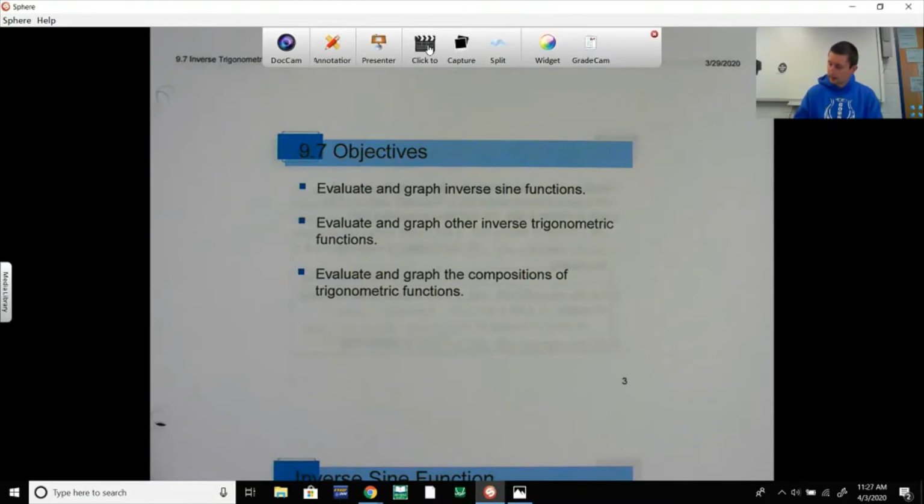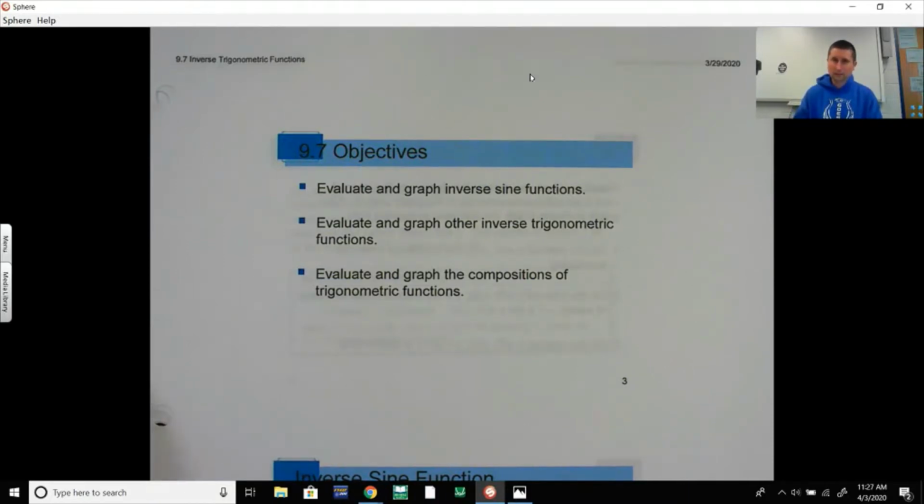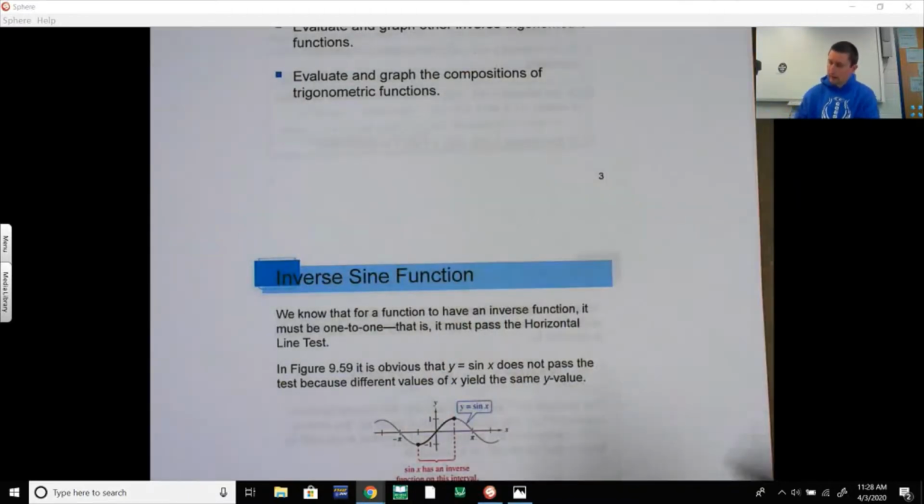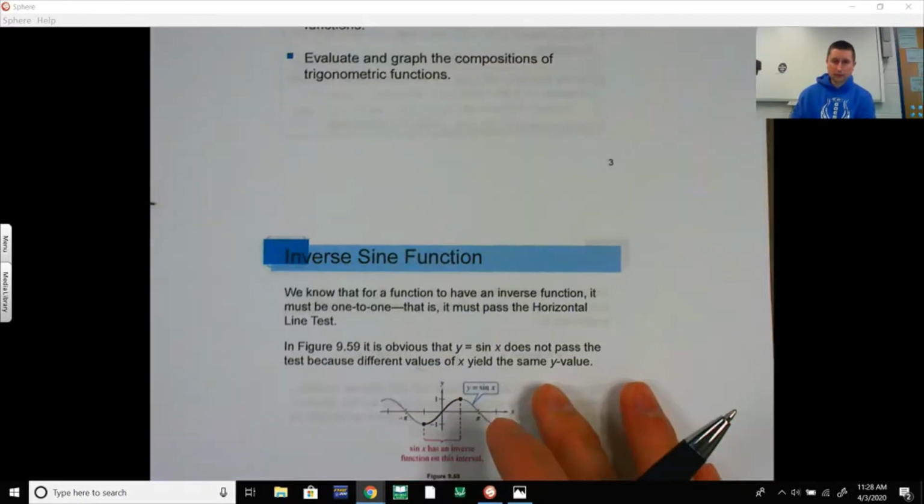So, 9.7, we're going to talk a little bit about some of the graphs of this, but mostly just the application. Most of the assignment should be fairly straightforward and I hope easy. It looks like a lot of questions, but a lot of them are just using our unit circle or our calculator. Okay, so we know inverse functions already. They are used to find an angle when we have the ratio of the sides.